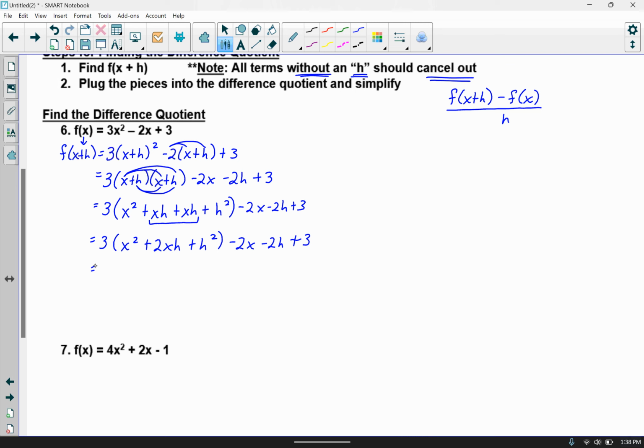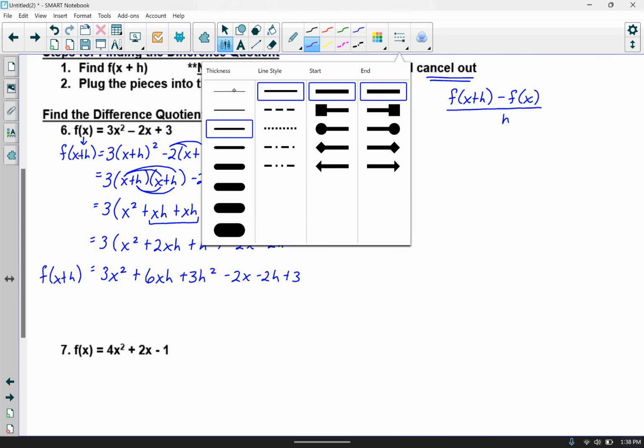All right, one more step and we'll have the f of x plus h. Hopefully you're already thinking about what to do next. Take that 3 and distribute it through the parentheses. So 3x squared plus 6xh plus 3h squared. Okay, that is your f of x plus h. All right, so like I said, now you've done the longest, hardest part. You're ready to now go to the formula and plug in what you know.